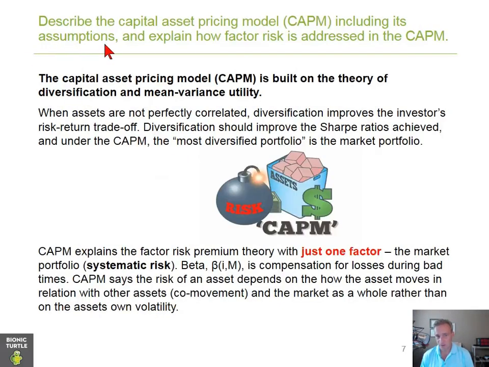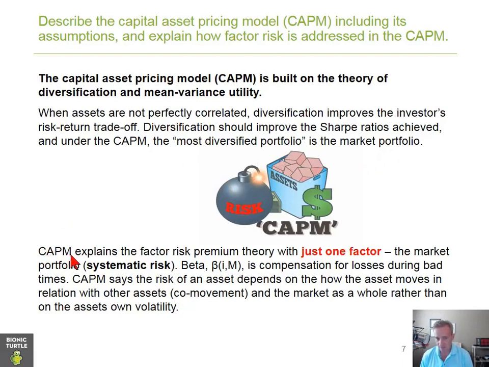We're asked to describe the capital asset pricing model, including its assumptions, and explain how factor risk is addressed in the capital asset pricing model. So much of this introduction should be familiar. The capital asset pricing model is built on a theory of diversification and mean variance utility. When assets are not perfectly correlated, diversification improves the investor's risk-return trade-off. Under the capital asset pricing model, the most diversified portfolio is the market portfolio.